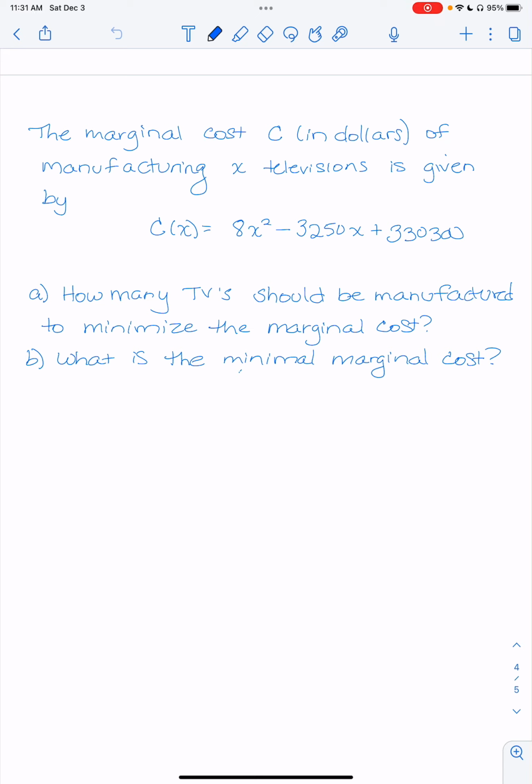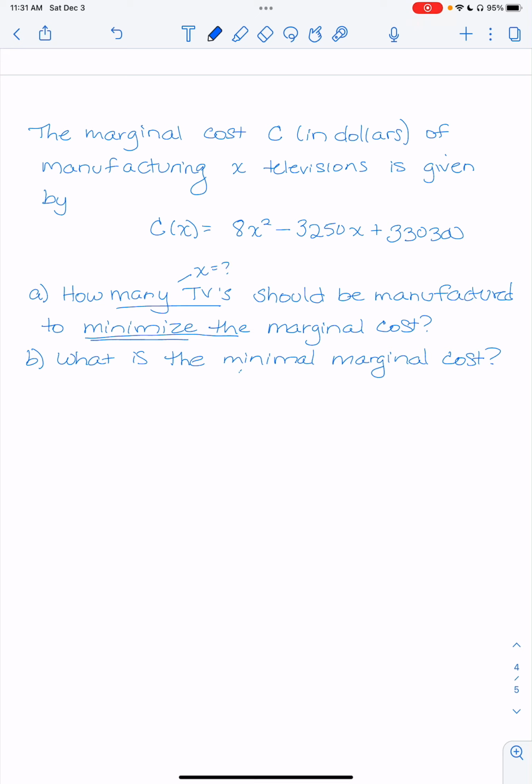So here we have a marginal cost problem. Let's say the marginal cost C in dollars of manufacturing X televisions is given by the function C of X equals 8X squared minus 3,250X plus 330,300. So what we want to know first is how many TVs should be manufactured to minimize the marginal cost. So I want to minimize the marginal cost and I want to know how many TVs. So I want to know my X value here. Okay, that's what I want.